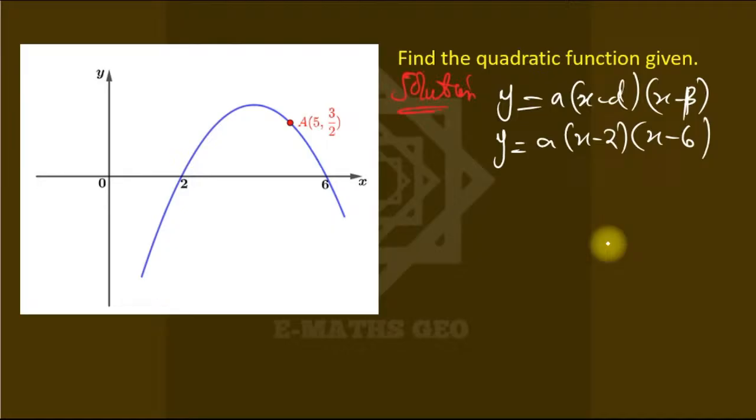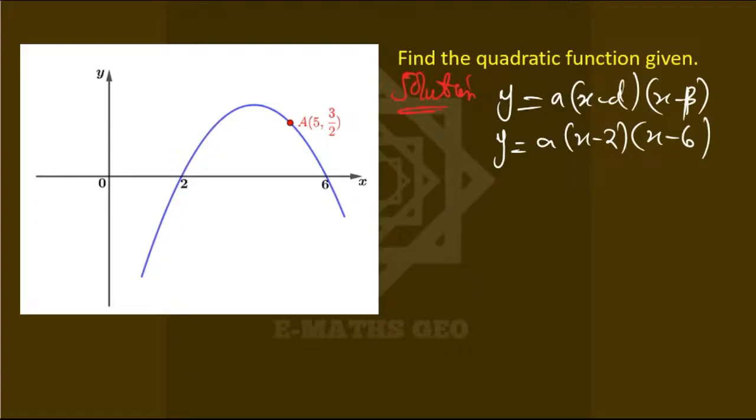Now we have a little problem. We don't know the value of a, so we can't leave the answer in this form. We need to get the exact value of a, because a, alpha and beta are constants, they are numbers. How do you get it? If you look at the curve there, we have an extra point, point A, that will help us to get the value of a.